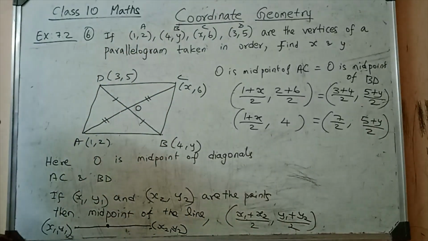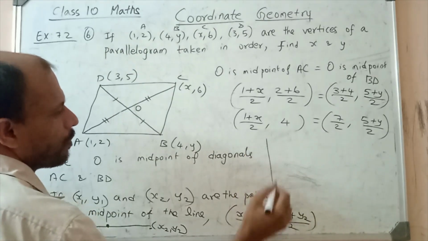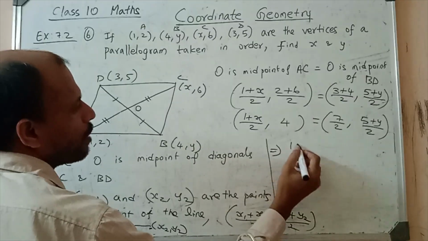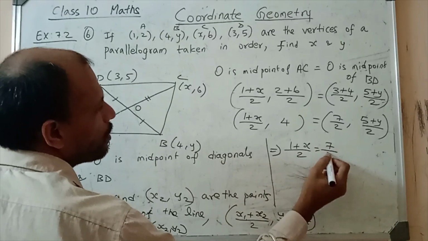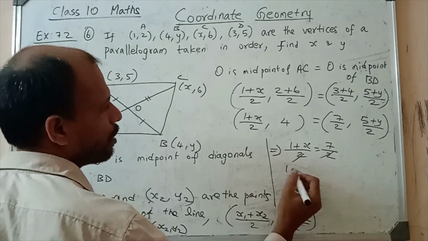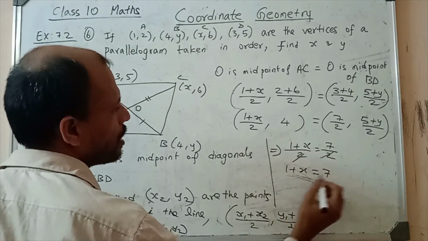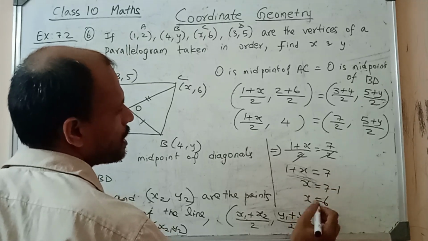Now equate separately. X coordinate here 1 plus x by 2, here 7 by 2. So this implies 1 plus x divided by 2 is equal to 7 by 2. Okay. Now 2 both sides cancelled. 1 plus x is equal to 7. So x is equal to 7 minus 1, that is equal to 6.